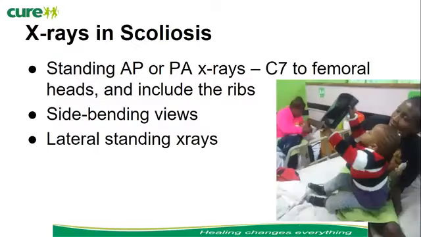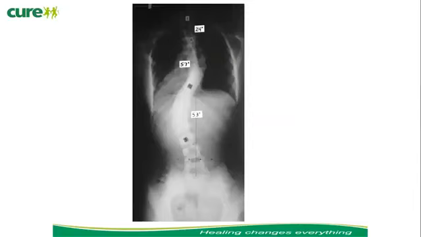X-rays are very important in the evaluation of adolescent idiopathic scoliosis. Usually you are looking at taking an X-ray that hopefully will expose C7, and also the level of the hips, so that you can see the whole spine. Also, it would be good to include the whole rib cage in that X-ray, because sometimes you can miss some rib abnormalities if you don't do that. So that is a recommended X-ray.